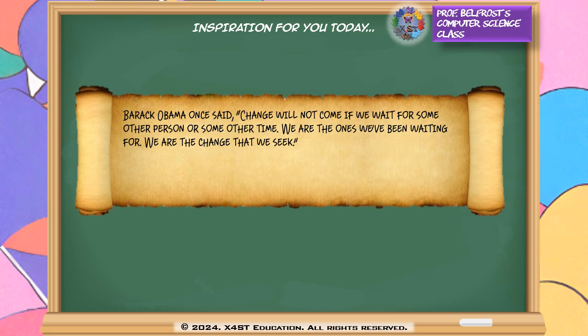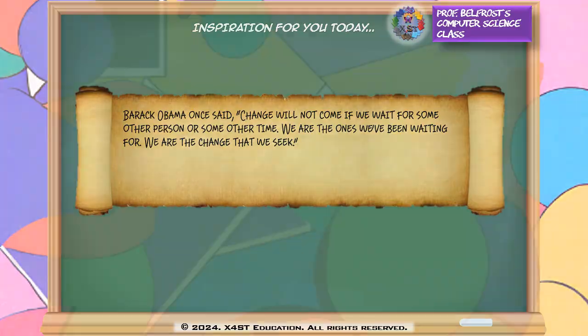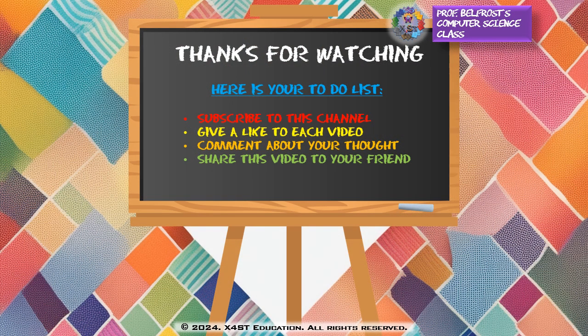Okay, so here's a quote for you today. Barack Obama once said that change will not come if we wait for some other person or some other time. We are the ones we have been waiting for, and we are the change that we seek. So be the one to make that change. Don't wait for another to create it for you.